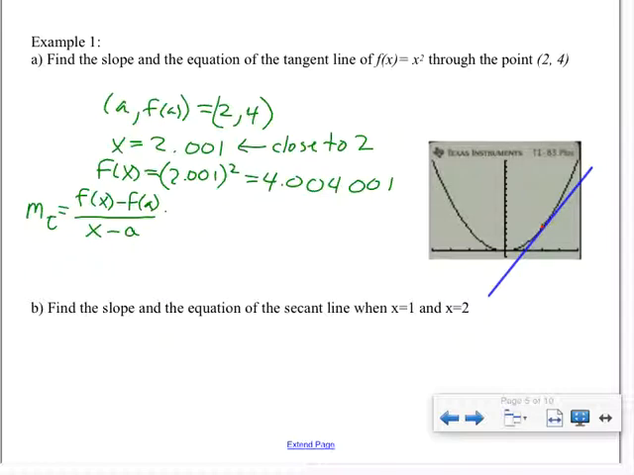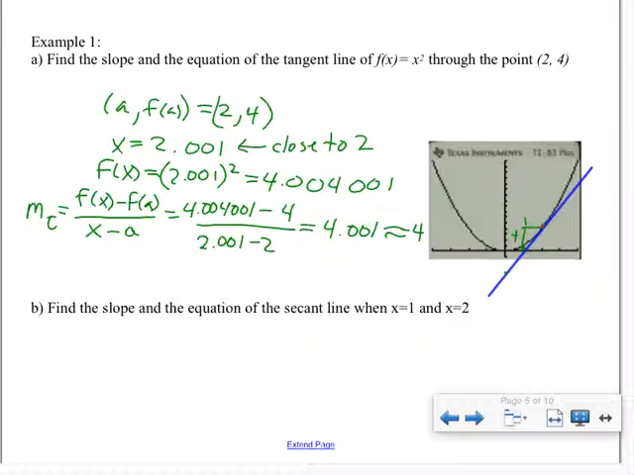So if we do that, that's 4.004001 minus 4 over 2.001 minus 2, which is really super close to 4. It appears as if our tangent has a slope of 4. Now, let's go back to our blue line that I drew as an estimate. Think about if we were to count from this point right here. Wouldn't we go up 4 and over 1? See, my scale's a little weird. But we would go up 4 and over 1, which we know is slope. So it appears like my graph and my mathematical information are lining up.